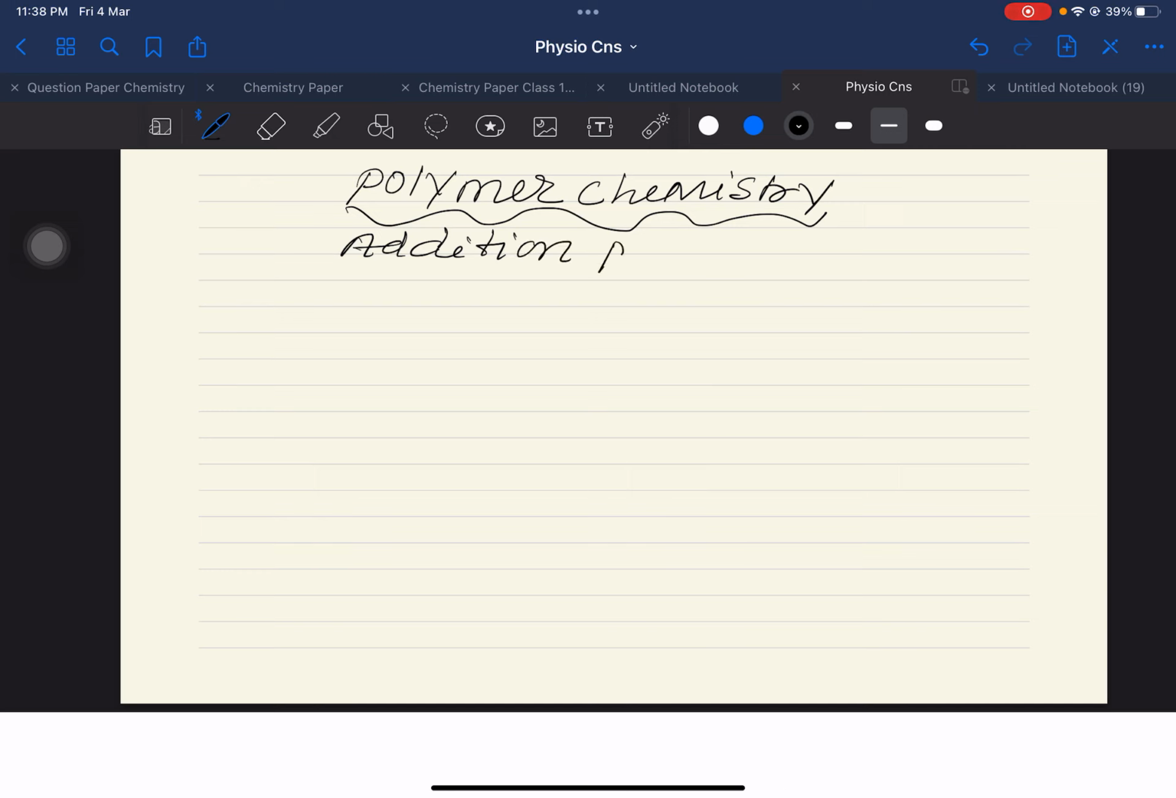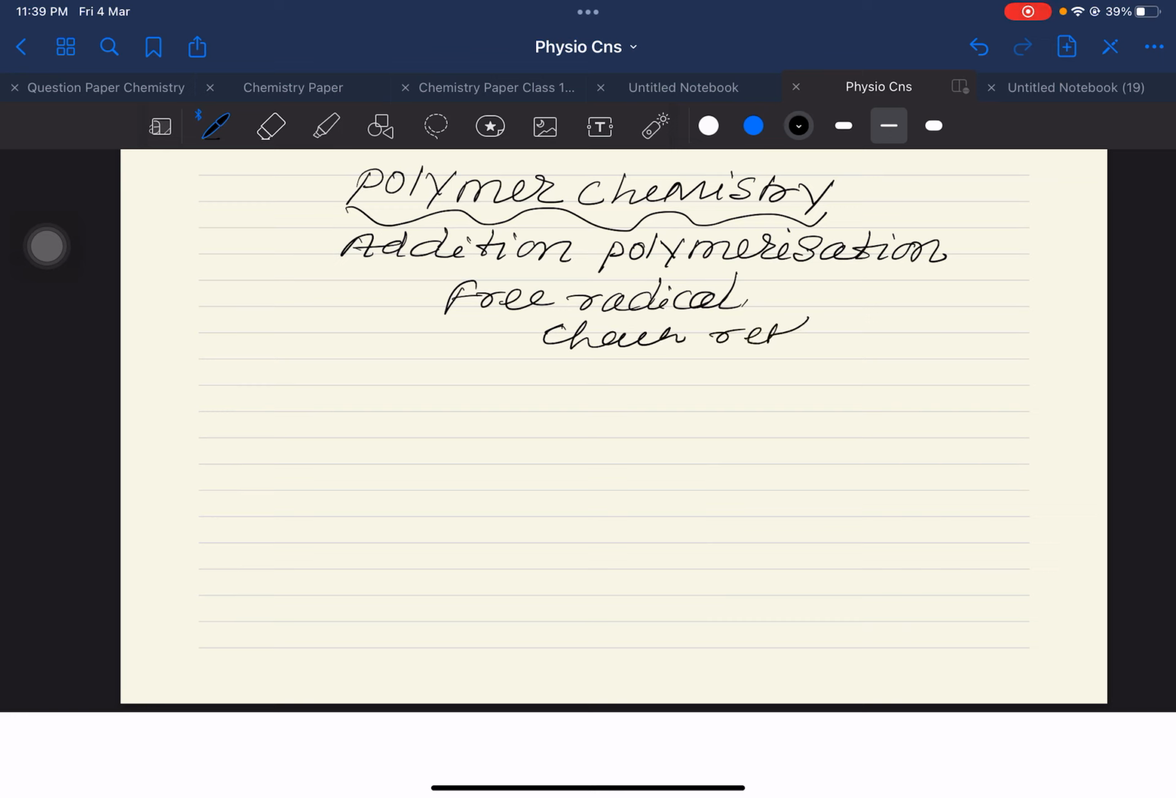Addition polymerization. This mechanism is a free radical mechanism. It is also called a chain reaction, which involves three distinct steps.